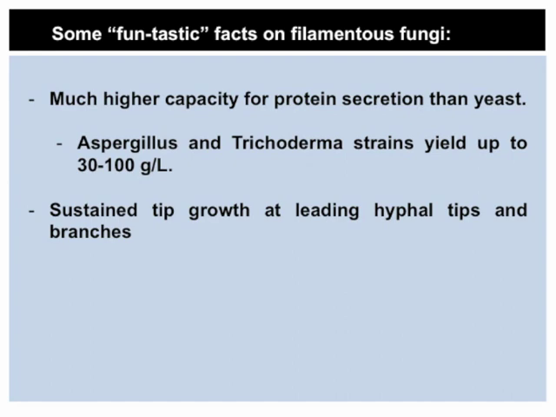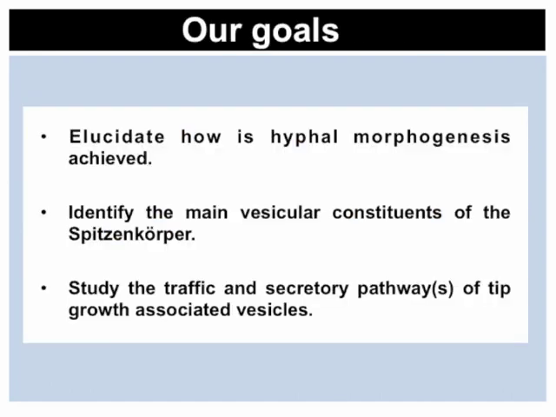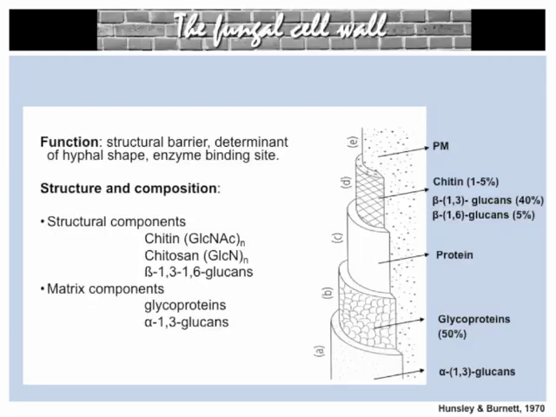So it's very important to study, for all of what I said, apical growth and how this apical growth is generated. And our goals in the lab have been to elucidate how hypermorphogenesis is achieved, to identify these vesicular components of the Spitzenkörper, and then study the traffic and secretory pathways. I say pathways because every time you discover one, it turns out that there is another one. Things get more and more complicated. But basically, the pathways that are associated with these vesicles that conform the Spitzenkörper.